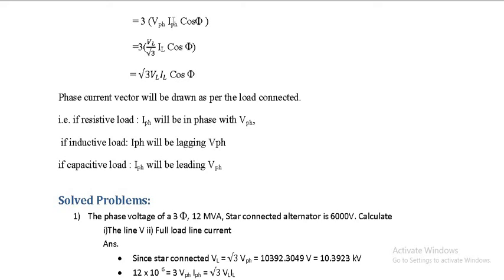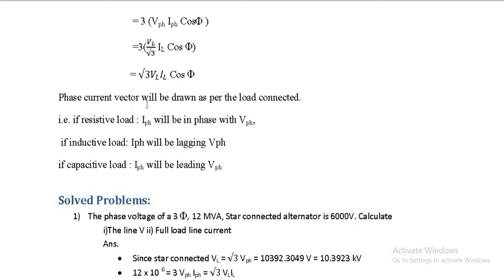In star connected networks, we have IPH equal to IL. Remember I told you from the diagram. Into cos phi, so that comes out to be root 3 VL IL cos phi. So if you put it in terms of phase values, it is thrice VPH IPH cos phi, and if you put it in terms of line values, it is root 3 VL IL cos phi.